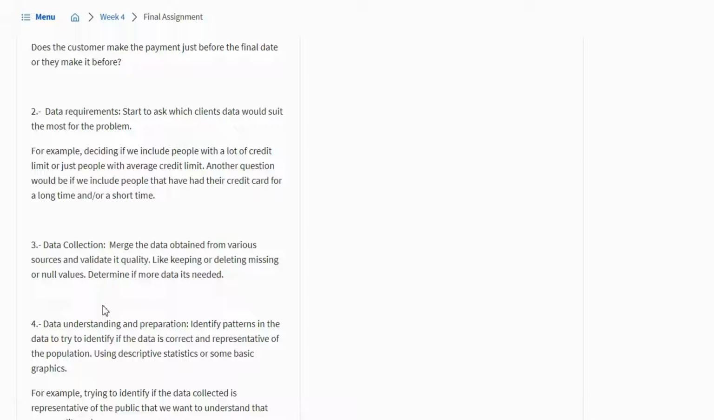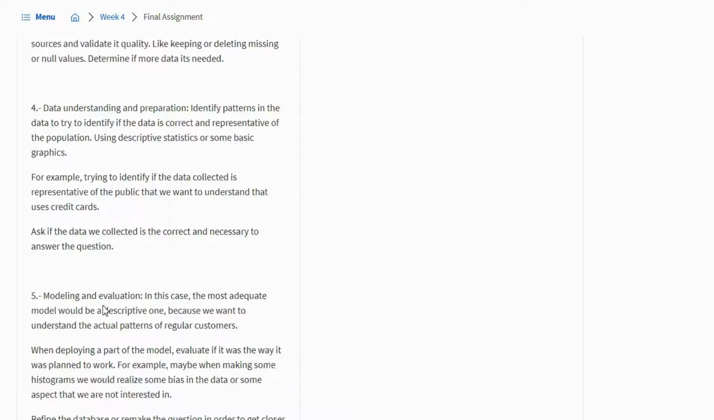It identifies the pattern in the data to try to identify if the data is correct and representative of the population, using descriptive statistics or some basic graphs. So what it is saying is that now that you have data, you have prepared the data, now you are going to understand the data. Like, do we really need the data for this analysis? Is the data suitable for the analysis, or do we need anything extra for the data understanding part? So these are the things that are covered in this.